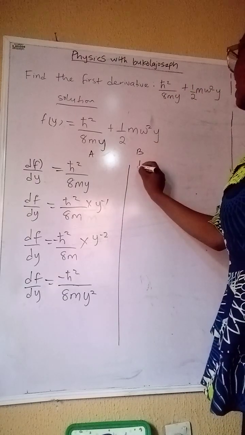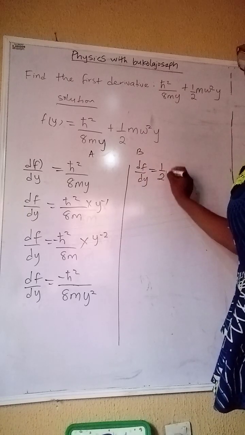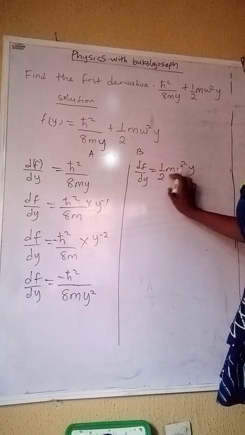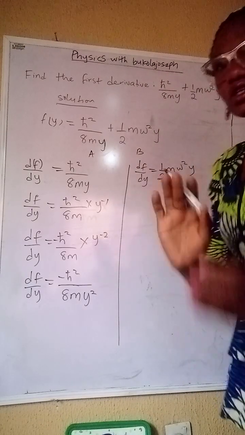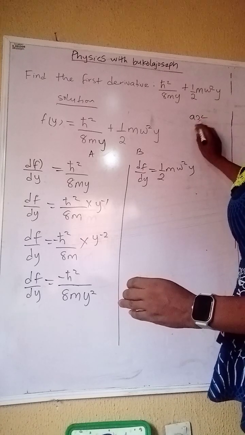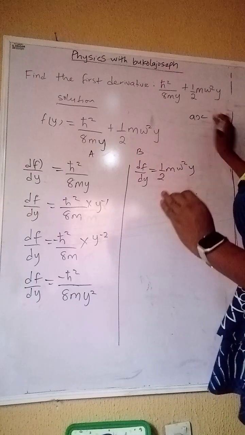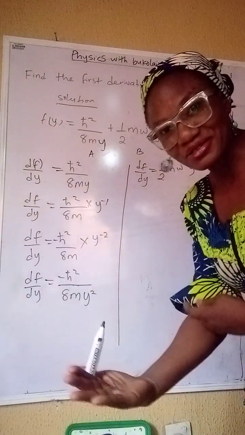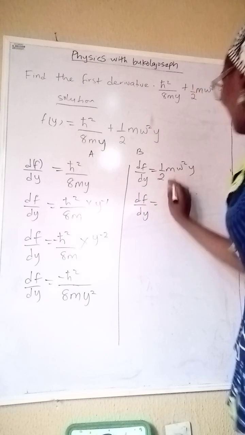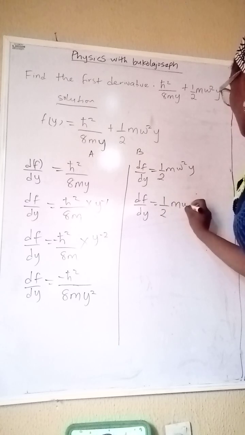So if we bring this, df/dy is equal to half m omega squared y. This half m omega squared is a constant. It's just like when you have a constant ax and you want to differentiate with respect to x, your answer is going to be a. Okay, but let me still use the long method. So we're going to keep our constant. Our constant is half m omega squared.